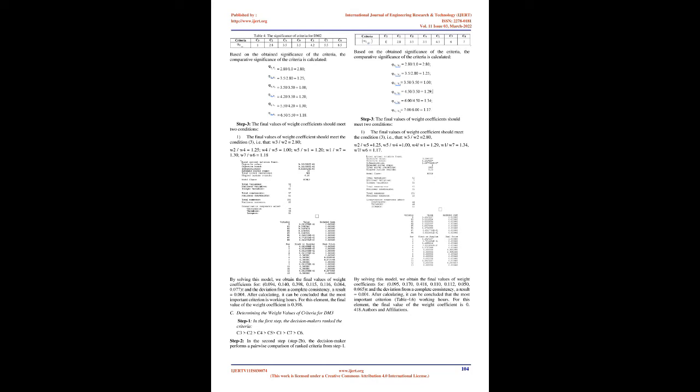A. Determining the weight values of criteria for DM1. Step 1. In the first step, the decision-makers rank the criteria. Step 2. In the second step, Step 2b, the decision-maker performs a pairwise comparison of ranked criteria from Step 1. The comparison is made with respect to the first ranked criterion C1. Table 3, the significance of criteria for DM1.